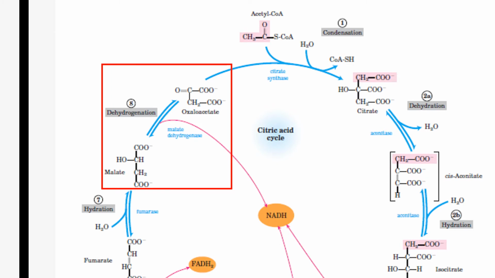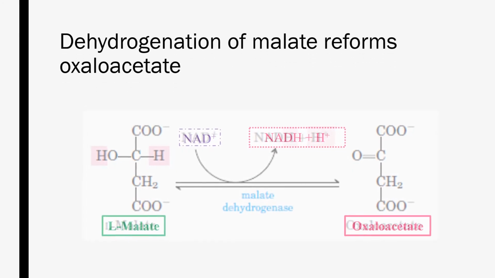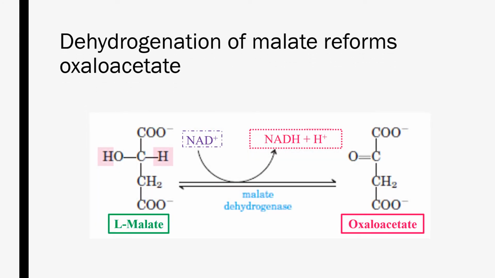The last step in the TCA cycle is the reformation of oxaloacetate from malate. This step is catalyzed by the NAD-linked L-malate dehydrogenase. Under standard conditions, this reversible reaction typically lies to the left, but the rapid consumption of oxaloacetate keeps the concentration low, driving the reaction forward.